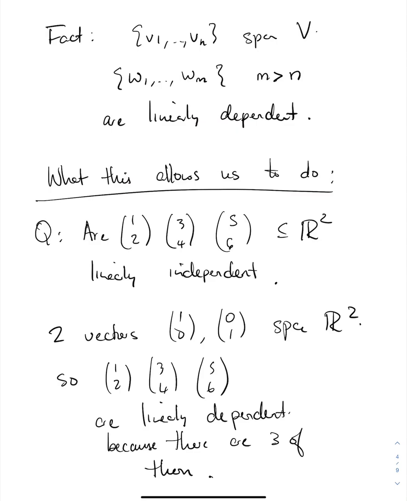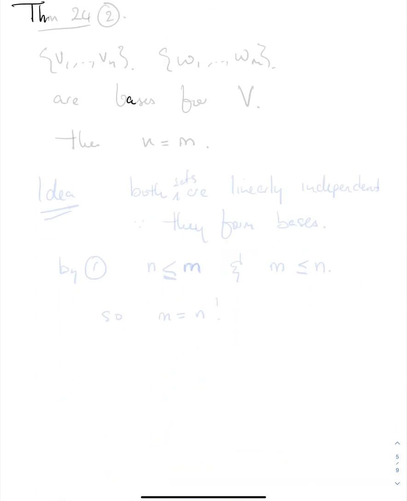Simple. All right, let's continue. Theorem 24, part 2. Say V1 through Vn and W1 through Wm are bases for some vector space V. Then they have to be the same size.